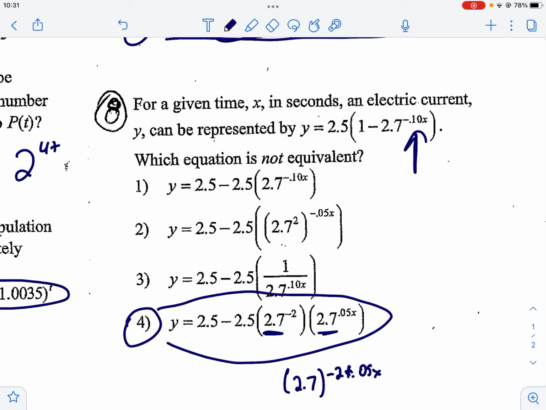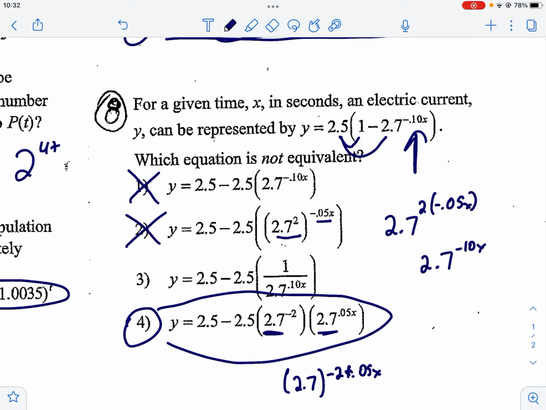Let's just review why each of the others is equivalent. If we distributed 2 to this part of the expression, we'd end up with answer choice 2. So since that's equivalent, that's not an answer. For answer choice 2, you'll notice we have a power raised to a power. If you have a power raised to a power, you multiply the exponents. So this would be 2.7 to the exponent of 2 times negative 0.05x. If we simplify that, that'll be 2.7 to the negative 0.10x. That matches up the same as our original function.